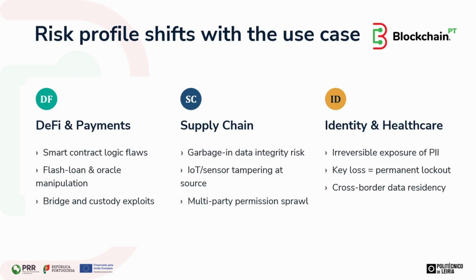In DeFi and payments, the risk profile shifts toward critical technical vulnerabilities like smart contract flaws, oracle manipulation, and bridge or custody exploits. For supply chain use cases, the risk profile shifts toward physical to digital vulnerabilities, including garbage-in data integrity issues, IoT sensor tampering at the source, and multi-party permission sprawl.